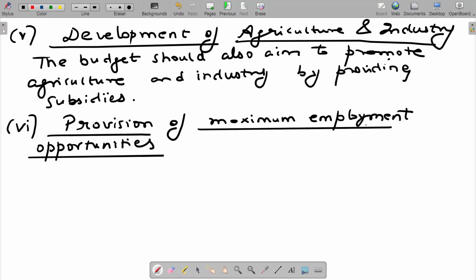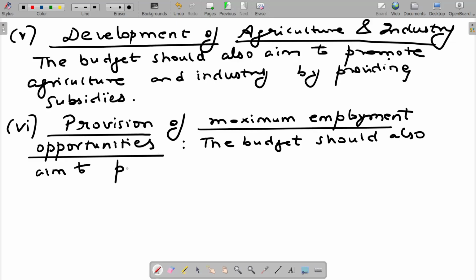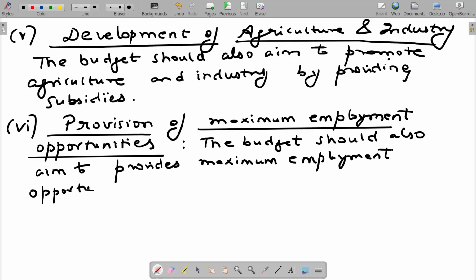Okay, so I can say that the budget should also aim to provide maximum employment opportunities. It should also aim to provide maximum employment opportunities and special employment schemes for the poor.